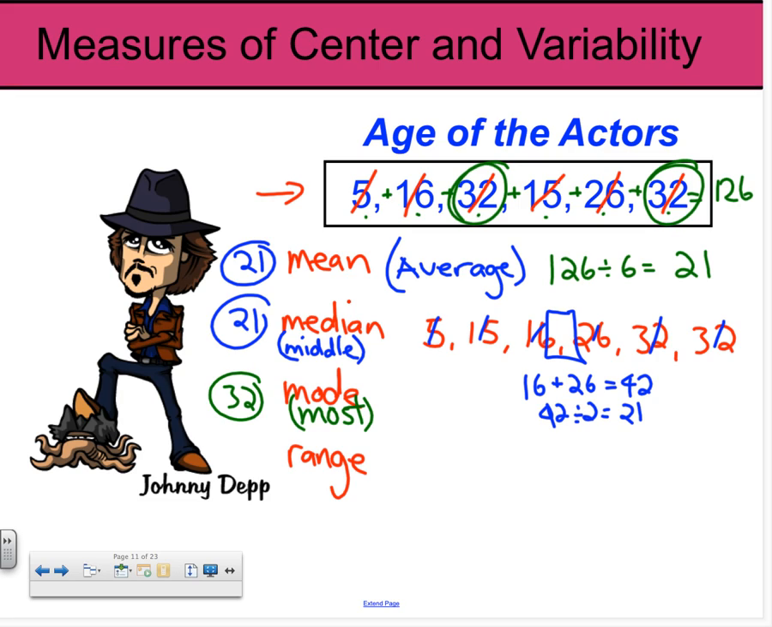And then the range is another fairly simple one. Once we put all the numbers in order, we take the maximum number, which is 32, and subtract the minimum. So we're going to take 32 and subtract 5, and we're going to get 27. So our range is 27. So that is how we can do the measures of center, which is mean, median, mode, and range. Hopefully now you'll be able to do that on your own. Good luck.